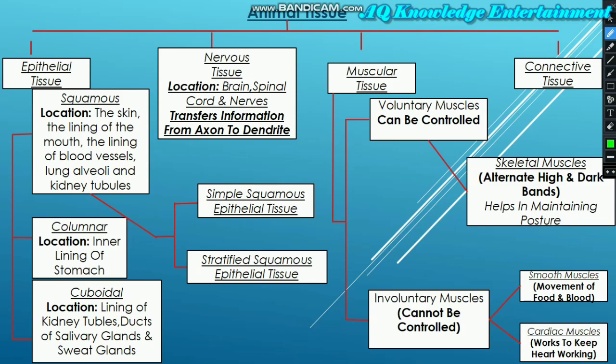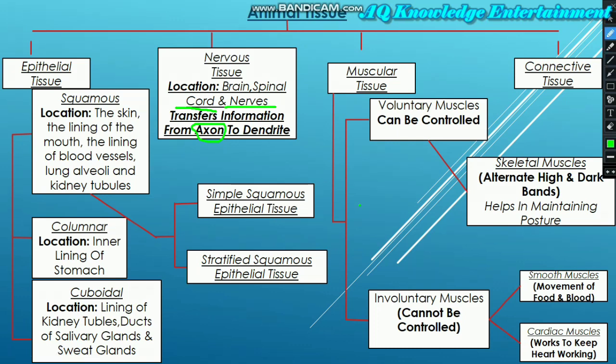It responds to the stimulus, so it sends the information from the place where the stimulus is to the brain, and the brain again gives the information back. So the location of nervous tissue is the brain, spinal cord, and nerves. This is an important point: the nervous tissue cells transfer information from the axon to the dendrite. So you should remember this point.